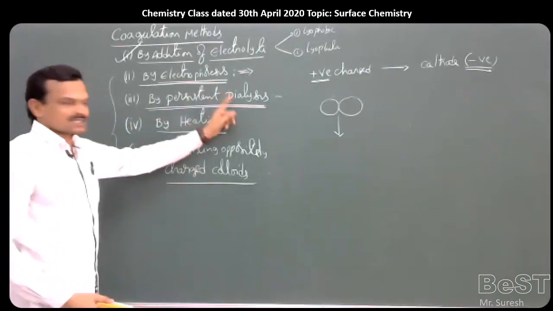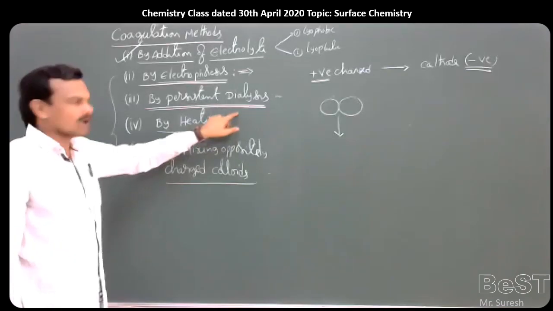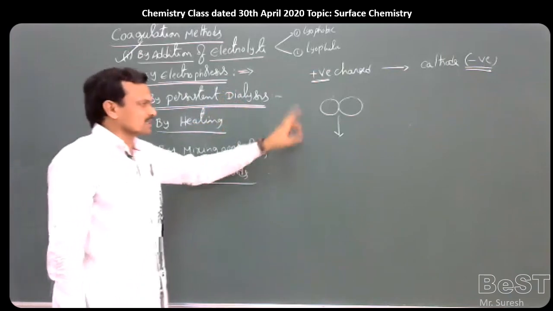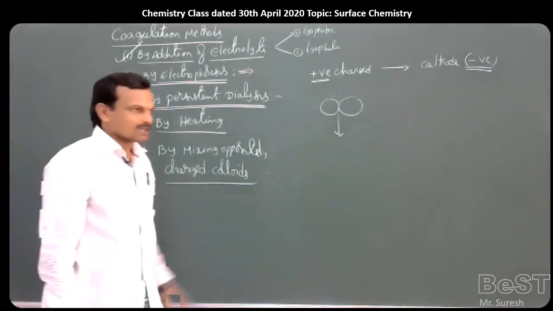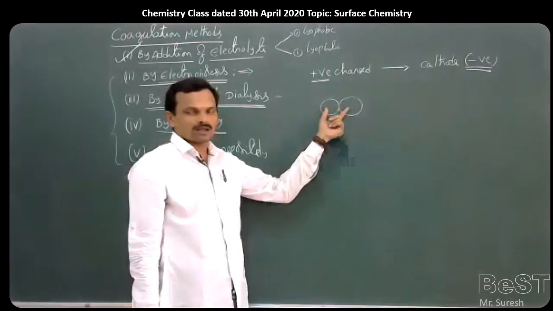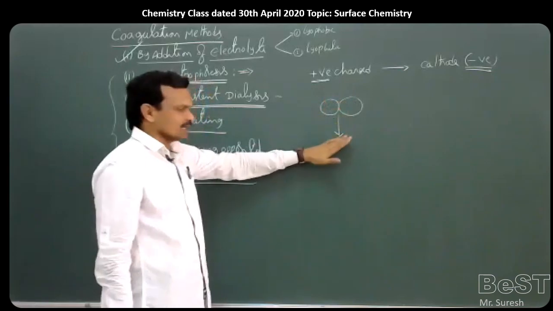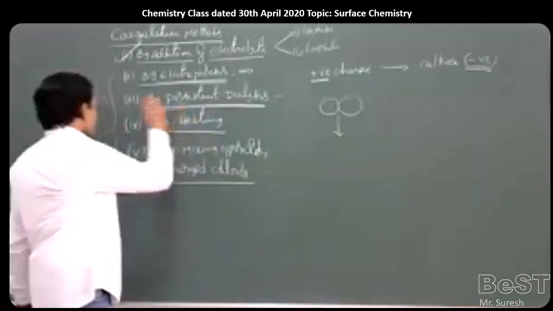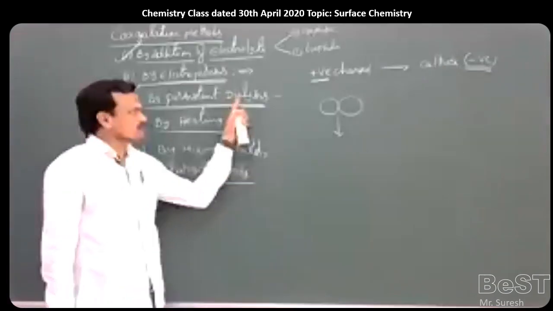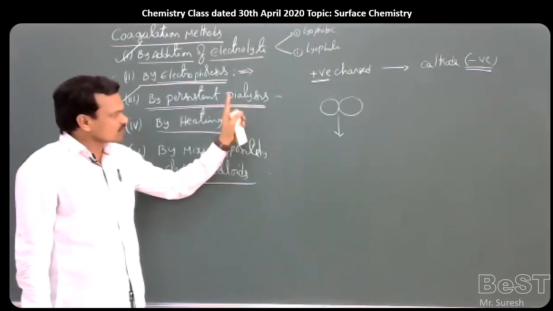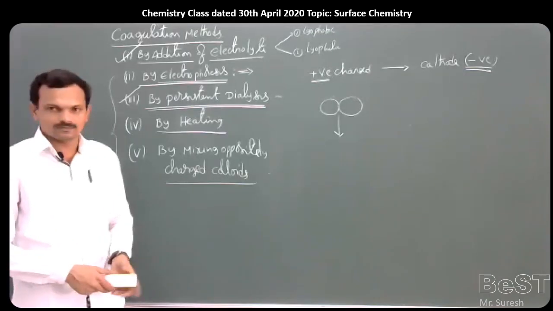So if the dialysis process is carried out for a long time, all the electrolyte particles in the colloidal solution will be removed completely. As a result, the colloidal particles become neutral, and these neutral particles undergo coagulation and get settled. So by persistent dialysis, that is, when the dialysis process is carried out for a long time, the colloidal particles undergo coagulation and get settled.